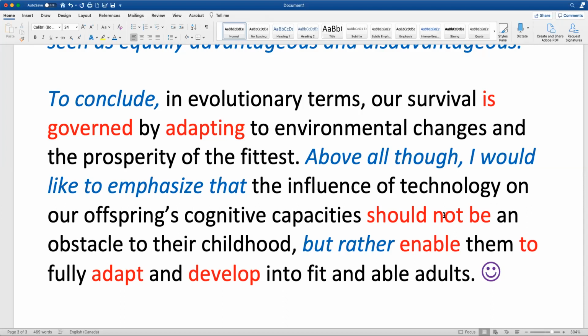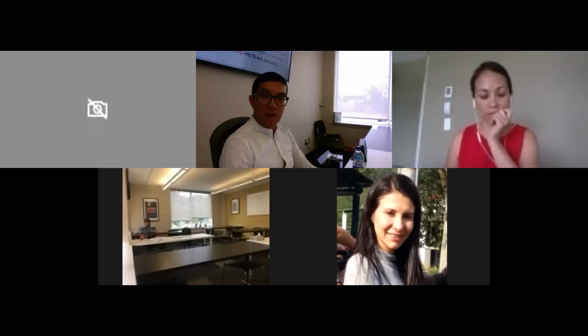So what does this mean again? In the last part, I'm going to emphasize something about children and the way that they are adapting to this evolutionary change from technology. Mabel? Above all, though, I would like to emphasize that the influence of technology on our offspring's cognitive capacities should not be an obstacle to their childhood, but rather enable them to fully adapt and develop into fit and able adults. Strong, very strong. Sometimes it's about the topic, I have to say.